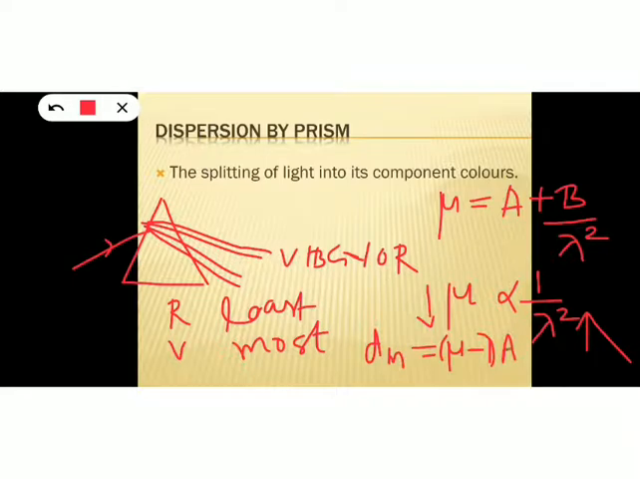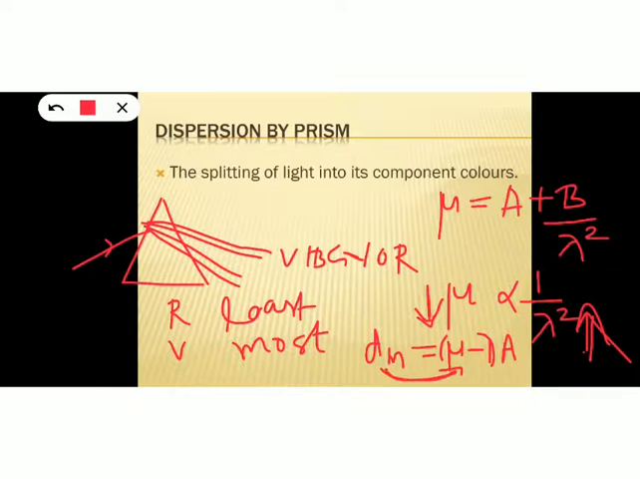And you know, our angle of deviation depends upon refractive index as per this formula. Angle of deviation dm is equal to (mu minus 1) into A. So angle of deviation is proportional to refractive index. If refractive index is less, angle of deviation will be less. If refractive index is more, angle of deviation will be more. So for those colors having maximum wavelength, refractive index will be less, so naturally the angle of deviation will be less.